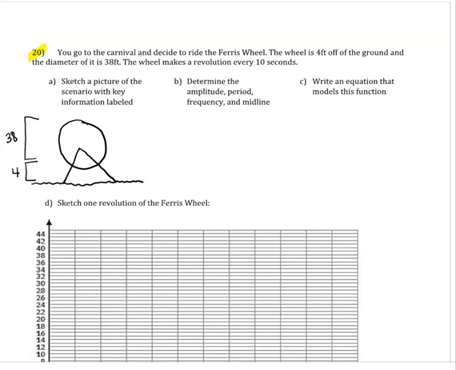The wheel makes a revolution every 10 seconds. So that right there, they're telling you the period. All right, so just keep this in mind. 38 plus 4 is a maximum of 42. So at your highest point on the Ferris wheel, you're hitting a max of 42 feet off the ground. At your lowest point, which is when you get on the wheel, you're going to be at 4 feet above the ground. Okay, so let's jot that out here.